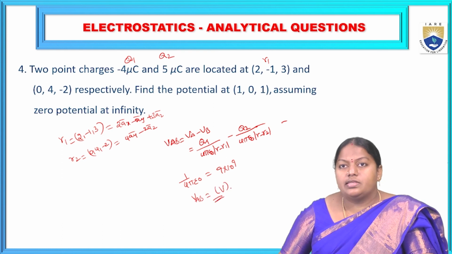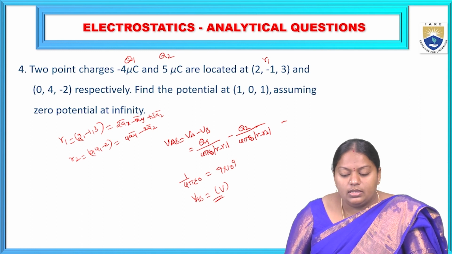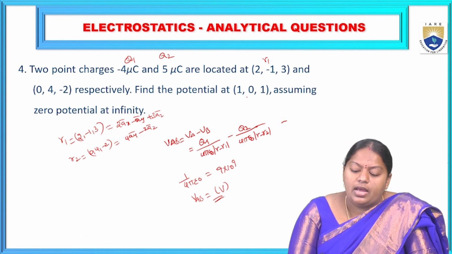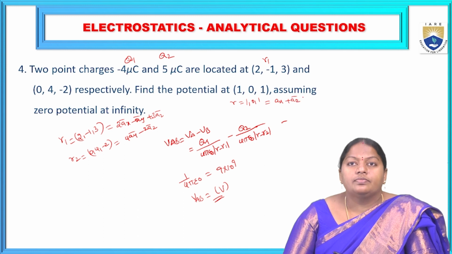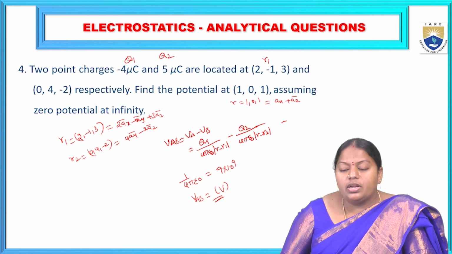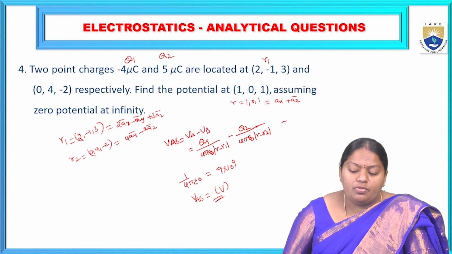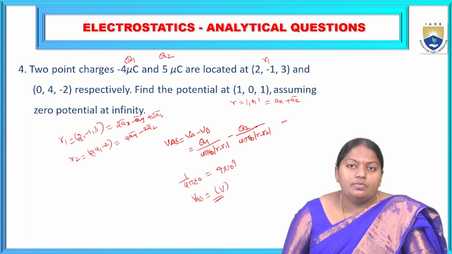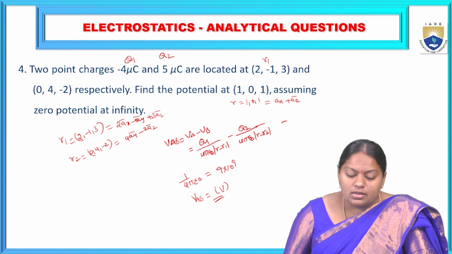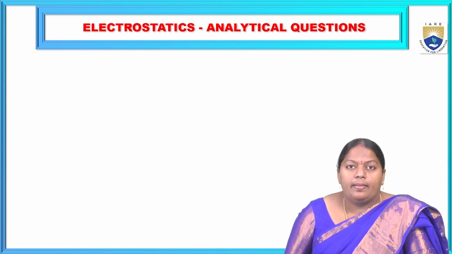R, given by (1, 0, 1), is equal to AX plus AZ. So the points are given, and we need to write them in terms of vectors. A vector can be written in two different ways: with the magnitude terms, or along with the magnitudes we write unit vectors also. Depending on this, the potential is evaluated and measured in volts.